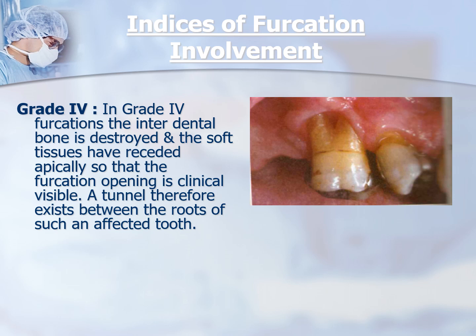Grade 4 is the last in the gradings. This is visible clinically. There is through and through penetration of the probe. There is complete recession of the soft tissue, and thereby a tunnel exists, and one can actually see the probe moving from the lingual to the buccal or buccal to the lingual. The prognosis for this kind is poor, and extraction is advisable in these situations.